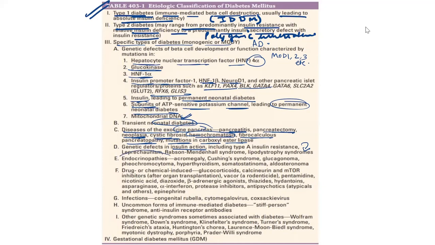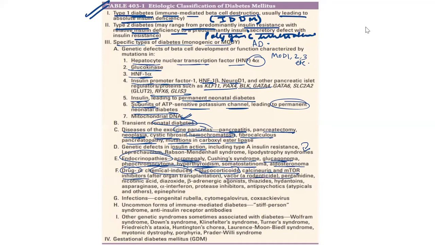Then we can have endocrinopathies, like acromegaly, in which there is hypersecretion of growth hormone, and as we all know, growth hormone leads to hyperglycemia. Then we have Cushing syndrome, in which there is more secretion of glucocorticoids, leading to hyperglycemia, or there is glucagonoma, pheochromocytoma, hyperthyroidism, somatostatinoma, and aldosteronoma. Okay. Then drug or chemical induced diabetes, like glucocorticoids, which increase blood sugar level, calcineurin and mTOR inhibitors, and other drugs.